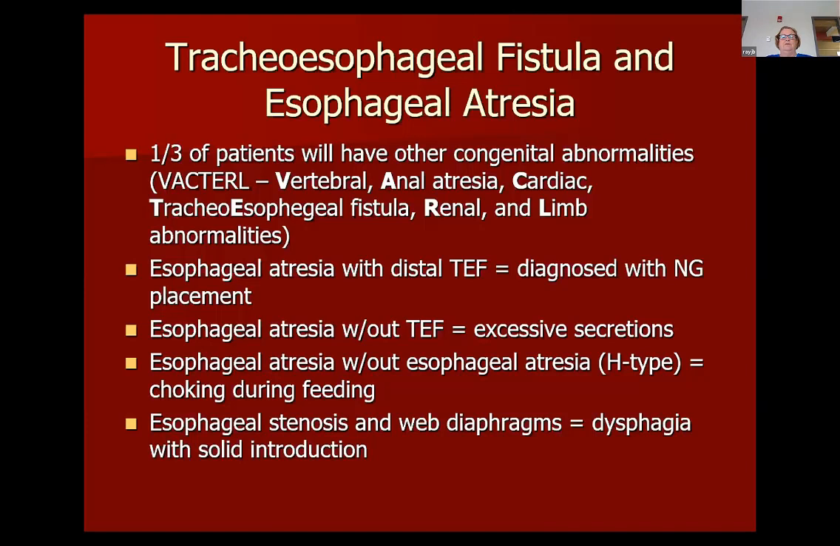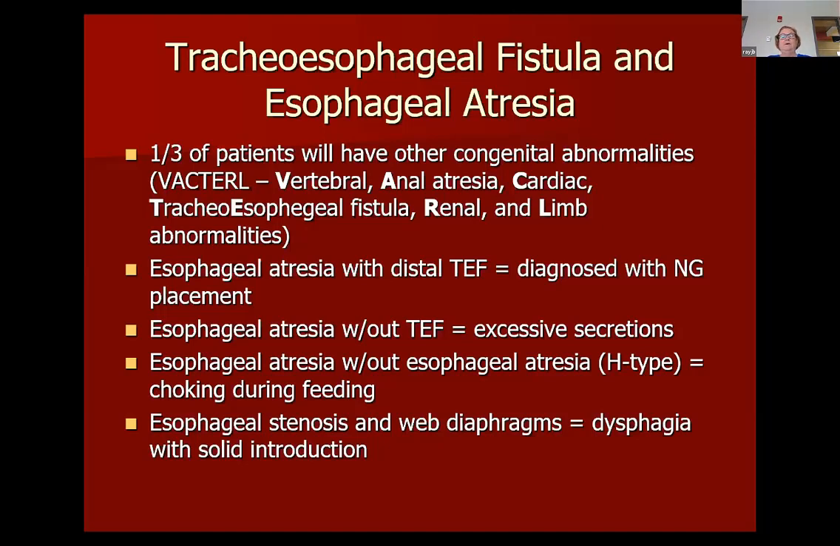So esophageal atresia with a distal TE fistula, you can just diagnose that with an OG going down, and it'll wrap around and stuff. And then, as we were talking about, some of them will have excessive secretions if they have the esophageal atresia and not the TE fistula with it. And then some of them will just choke during feeding.